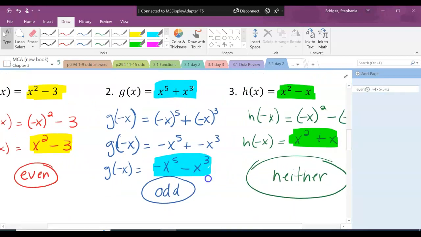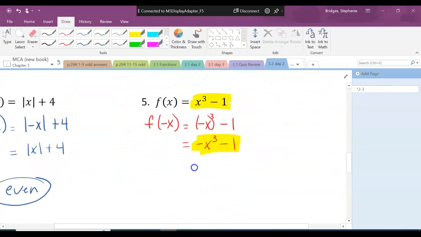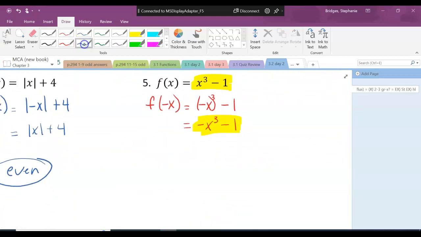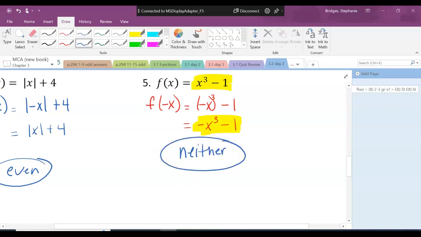So look at number 2 up here. The original one was x to the 5th plus x to the 3rd. My new one is negative x to the 5th and negative x to the 3rd. Do you see how both signs changed? That makes it odd. Does that make sense? So what is number 5? Neither, yeah. Everybody kind of okay?